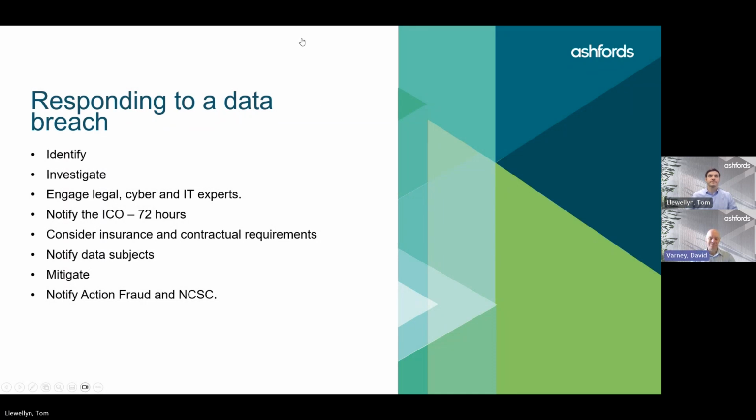As Tom's alluded to, a data breach, as people on the call may know, is often quite a hot incident. It's always really helpful to have a predefined, clear checklist of actions to undertake to know exactly what you need to do following a breach. In a nutshell, they're the points on screen at the moment: identify, investigate, get some experts to assist if needed, think about your notification requirements, anything you might need to do under your insurance and existing contracts. Do you need to notify people affected by the breach? What can you do to mitigate any consequences? And do you need to notify Action Fraud and the NCSC?